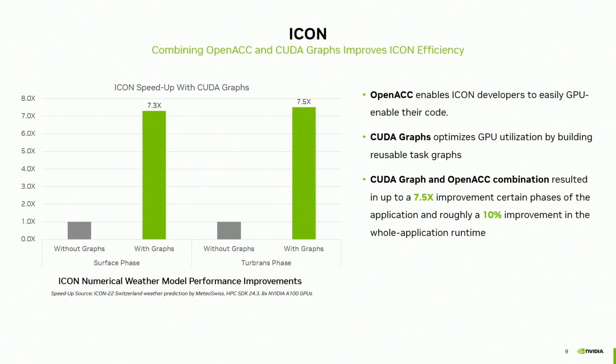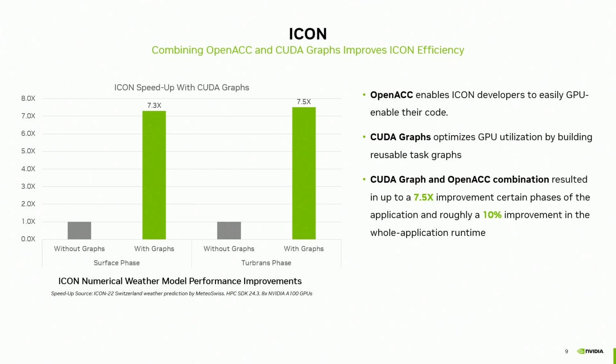Now, to showcase just one example of how some of our OpenACC efforts, along with the interoperability with CUDA, have real impact, we're going to take a look at ICON. ICON is a numerical weather prediction model developed by the German Weather Service, DWD, and it's used for forecasting weather and climate modeling. ICON is an application that uses OpenACC and Fortran and has utilized our recent interoperability with CUDA, specifically CUDA graphs, which has GPU-enabled their code and optimizes GPU utilization by building reusable task graphs.